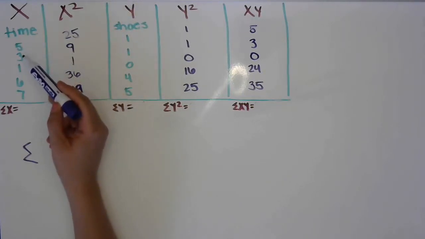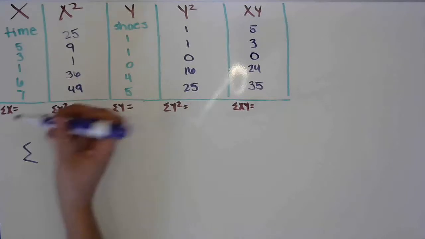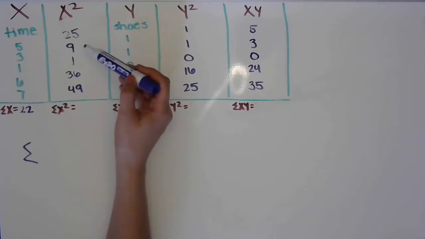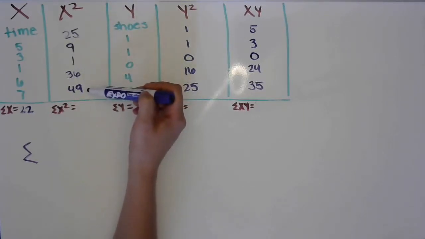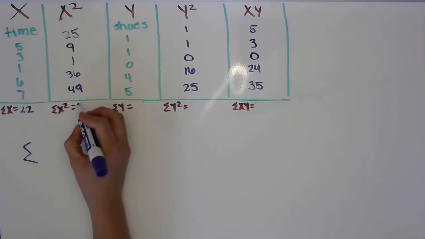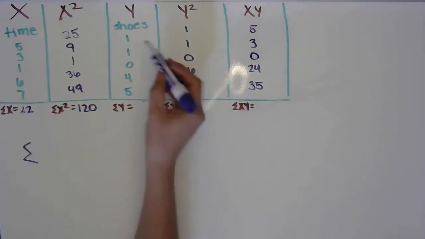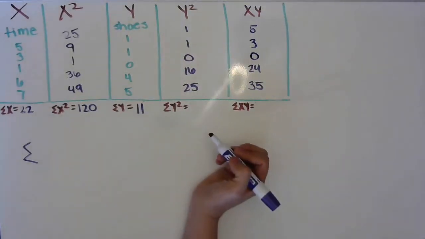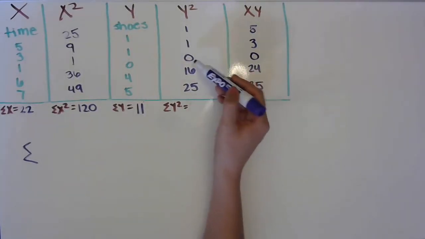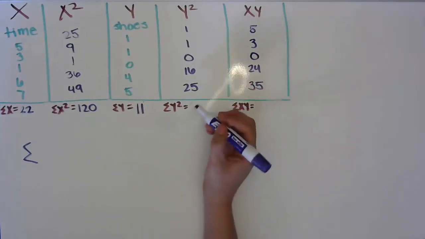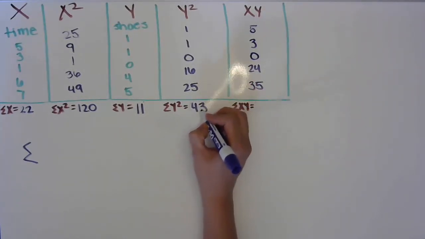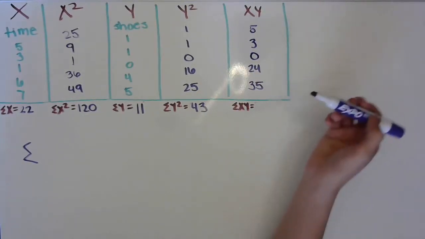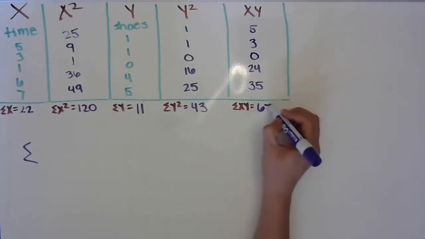So we're going to add 5, 3, 1, 6, and 7. That is going to give us 22. We're going to add 25, 9, 1, 36, and 49. And that is going to give us 120. 1, 1, 0, 4, and 5 all added together is going to be 11. And then 1, 1, 0, 16, and 25 all added together is going to give us 43. And then 5, 3, 0, 24, and 35 is going to get us 67.